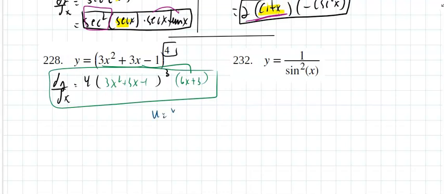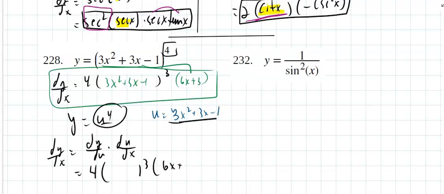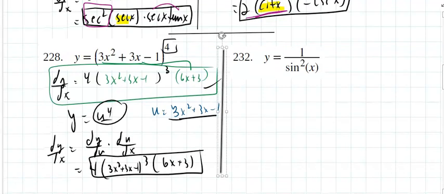Let u equal 3x squared plus 3x minus 1. That means y equals u to the 4th. And when I say find dy dx, you would say find the derivative of y with respect to u and the derivative of u with respect to x. And that would be 4u cubed times the derivative of this, which is 6x plus 3. And if you substitute u back in, that's 3x squared plus 3x minus 1. But of course, this is a lot quicker. But if you have a hard time with this, start working out the long way until you figure this out.